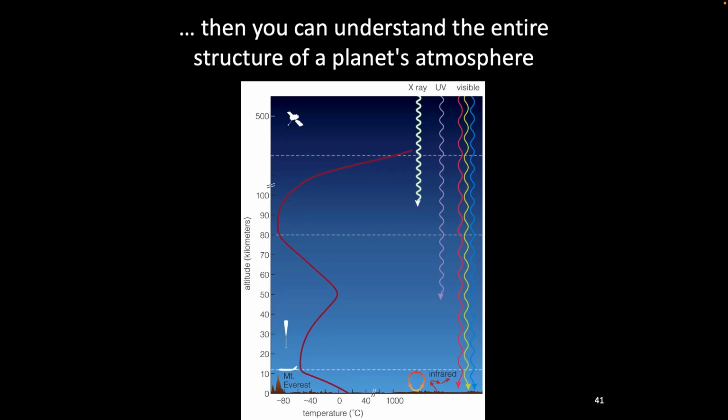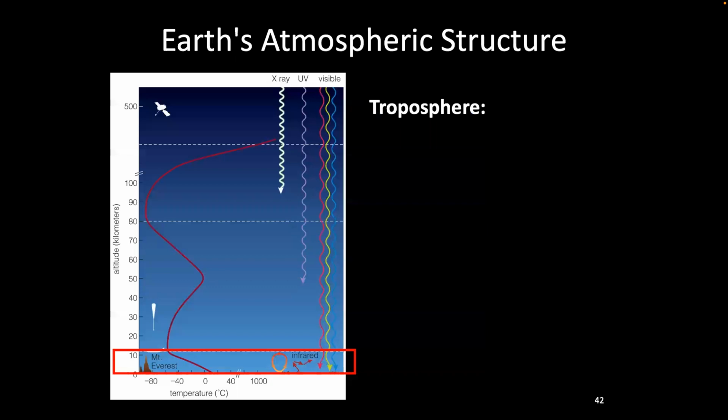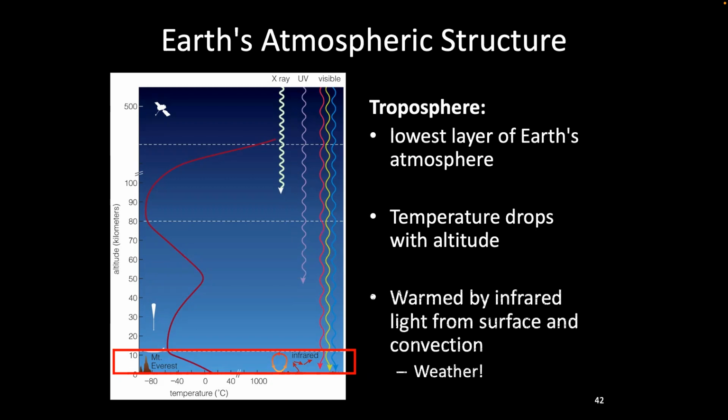Okay? Okay, so let's talk about all of the different parts here. We live in the troposphere. Okay, that's that bottom part. The temperature drops with altitude as we go up. We can see that because we can see snow in the mountains. This is probably the only time that I've ever said that in class. Okay? It's warmed by infrared light from the surface and convection. So this visible light gets absorbed, then gets re-emitted and reabsorbed, and re-emitted and reabsorbed. Note that the visible light here is not heating the atmosphere.